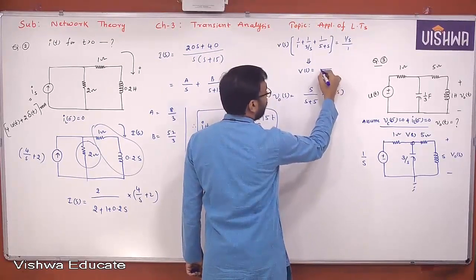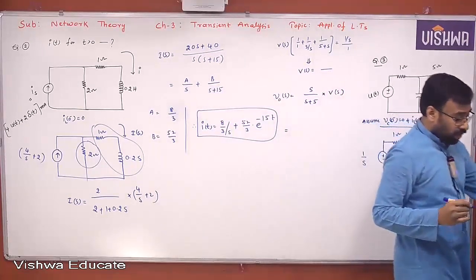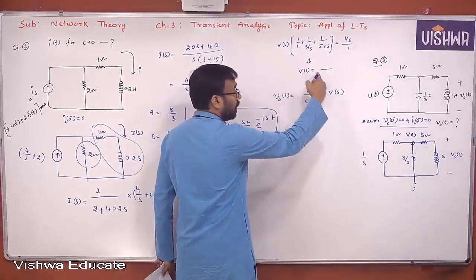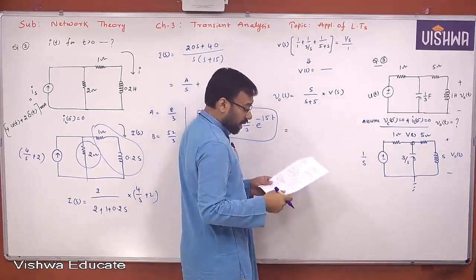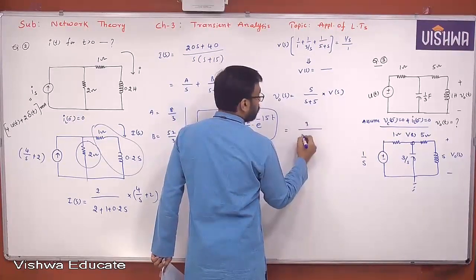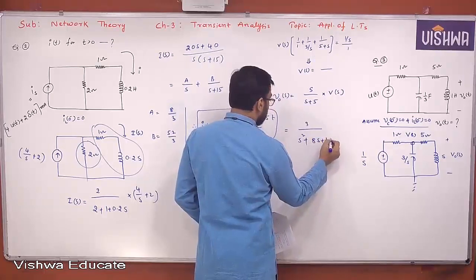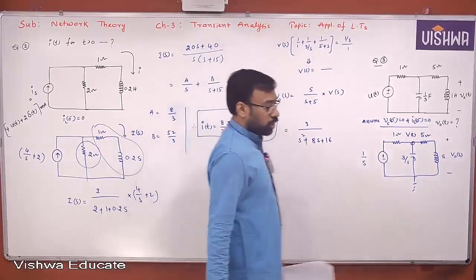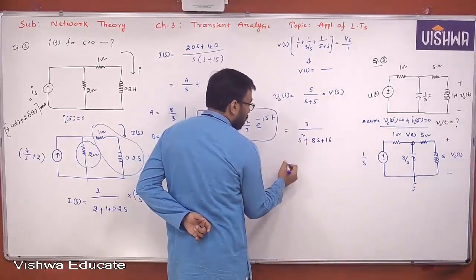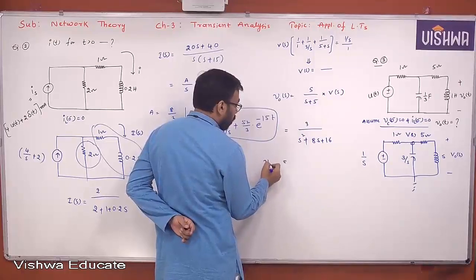So what are the values you get? You substitute here, you get the value of what? V naught of S. I can give you directly that final value, but you need to calculate all those things clearly, okay? But the final answer you can check with, this must be 3 by S square plus 8S plus 16. The answer is supposed to be, okay? So once you have this, you need to go for L inverse, right? For finding L inverse, what is V naught of t?